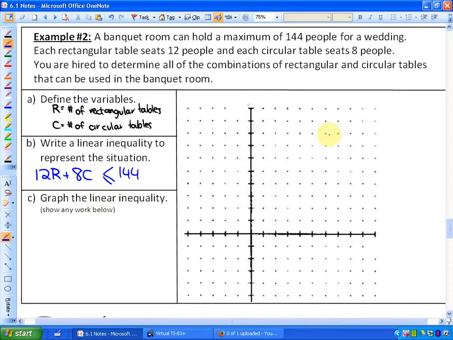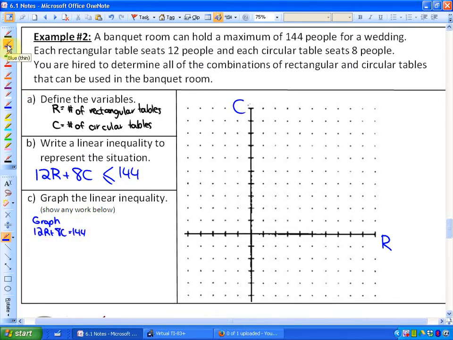Okay, so I'm going to call the x-axis R, the number of rectangular tables, and the y-axis is going to be the number of circular tables. So we're going to come up with the boundary. The starting point, as we've done with graphing all inequalities, is to graph the boundary 12R plus 8C is equal to 144.